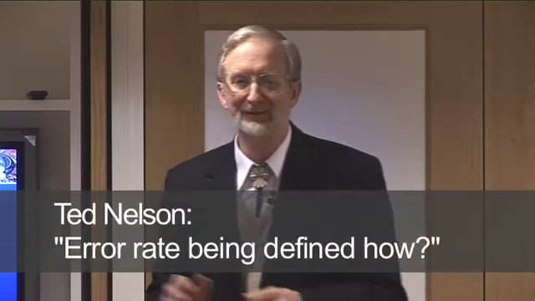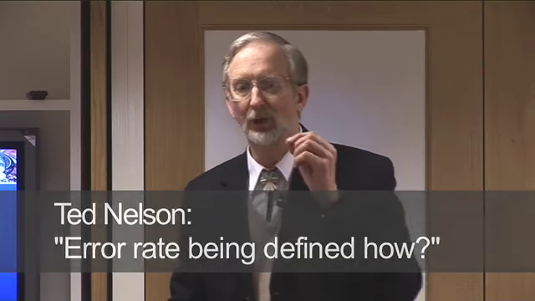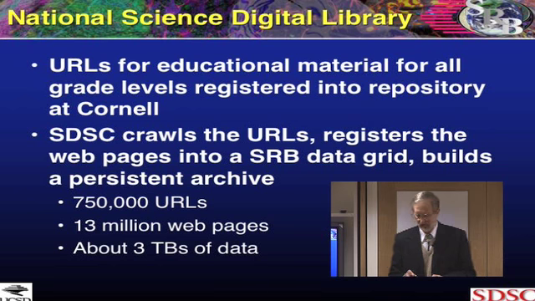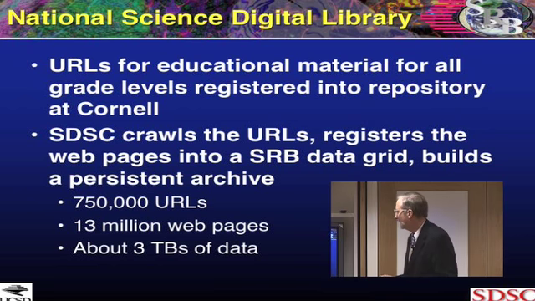So error rate being defined how? We try to crawl an item which was registered, and it's either file not found, site not accessible, or 10 or 12 different possible error messages. And so therefore there really had to be a preservation environment behind the material whose creation had been funded by the federal government. So currently there's 750,000 URLs registered into this environment. It's about 13 million web pages. It's about 3 terabytes of data.